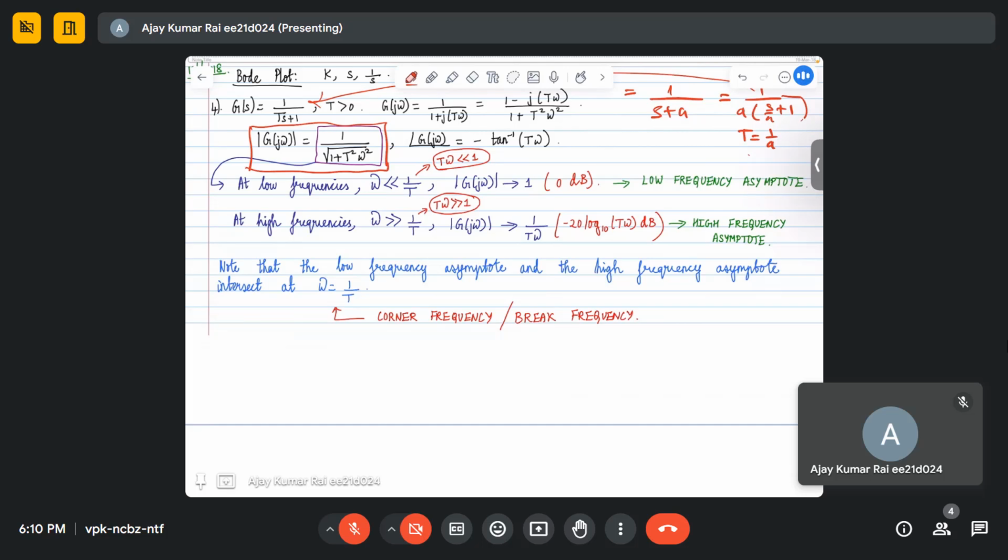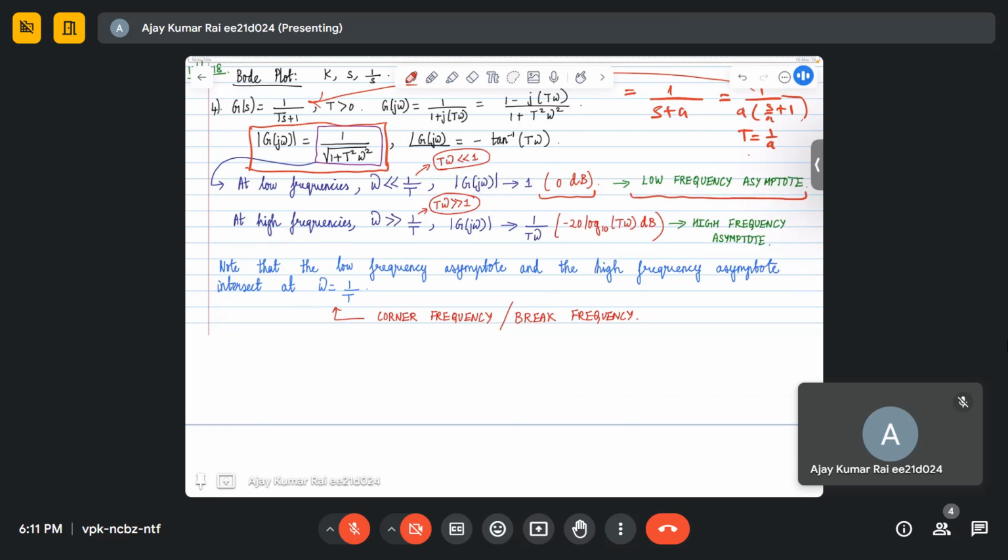For the low frequency range, we assume that omega is much less than 1 by T. If you take omega to be much less than 1 by T, then the magnitude is equal to 1. If you take log of 1, that would be equal to 0. That's why it is shown as 0 dB. So this is the low frequency asymptote.